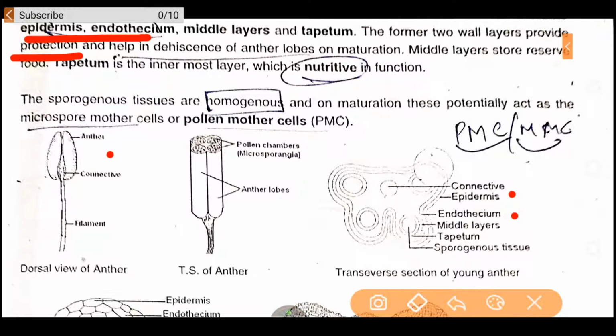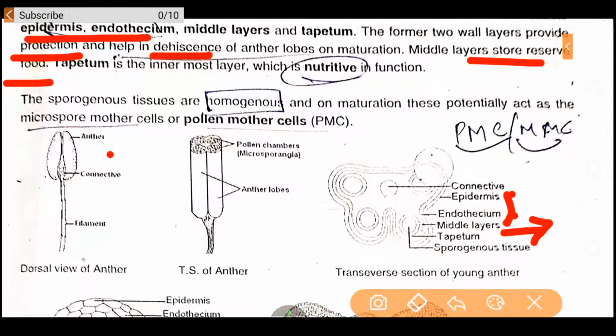Therefore, this has to get ruptured. This epidermis and endothelium help in dehiscence of anther lobes on maturation. Dehiscence means bursting out and giving out the spores, here pollen grains. The middle layer stores reserve food materials. So epidermis and endothelium are for protection and dehiscence of anther lobes on maturation, and middle layers store the reserve food.